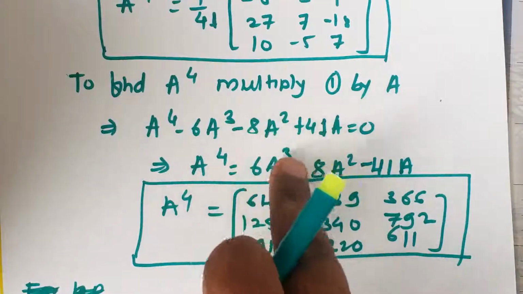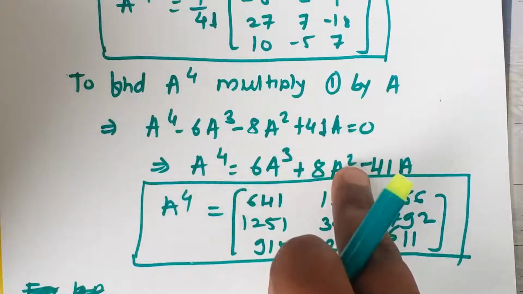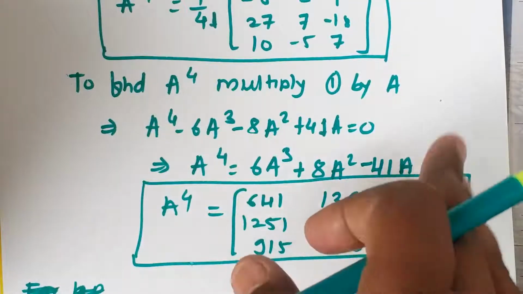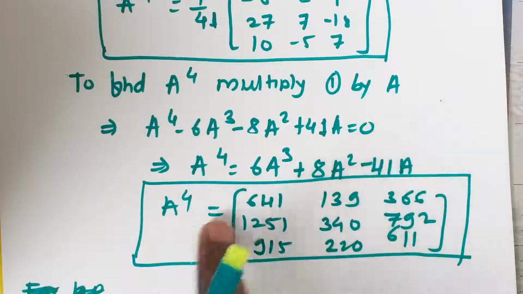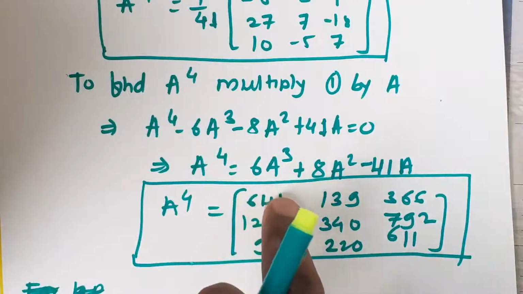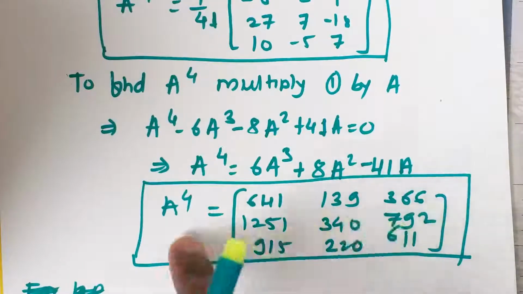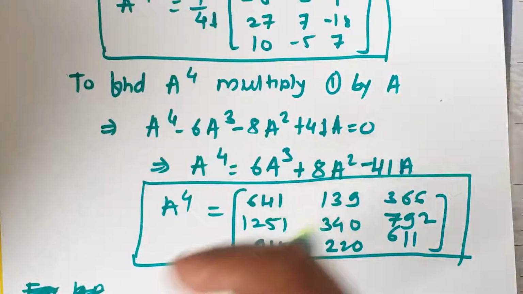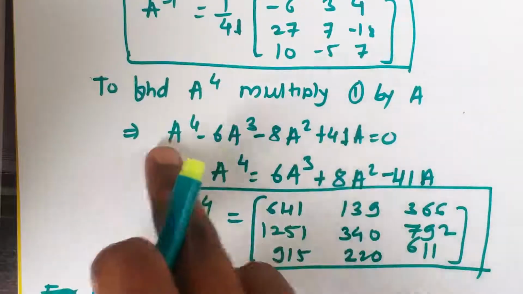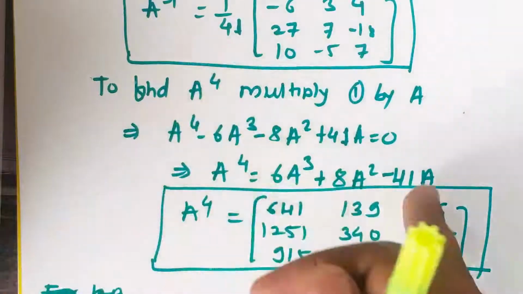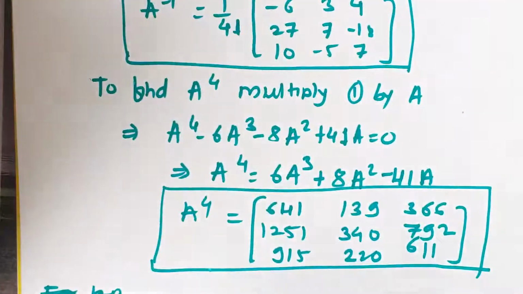All these values again we have with us. A cube we have, A square we have, A is the given matrix. When you put these values, the addition and subtraction of these three matrices will give 6, 4, 1, 1, 3, 9, 3, 6, 6 like that. You will get all the 9 entries. So this is how we calculate A raised to 4. Multiply the characteristic equation by A and get the term of A raised to 4, and take the other terms on the opposite side and do the addition of matrices. You will get A raised to 4.